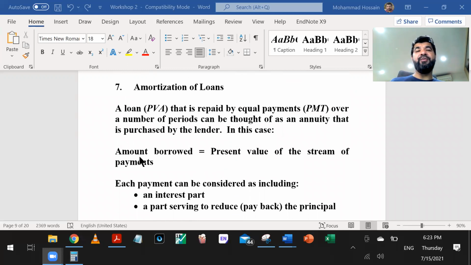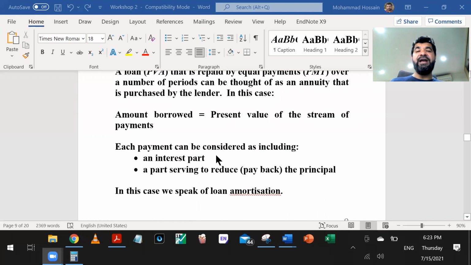So when you talk about amortization of a loan, you talk about the amount borrowed. We don't do the payment, we do the amount borrowed: the present value of the stream of payments, how much you borrowed. Each payment can be considered as including an interest part and a part serving to reduce the principal. Like I showed you at the beginning, $1,000 is your principal part plus the interest that you are paying.